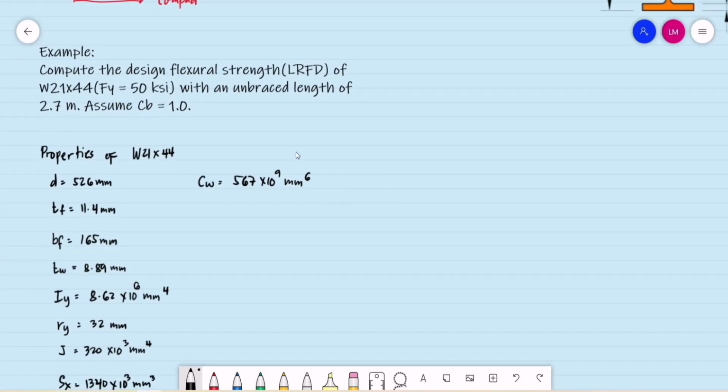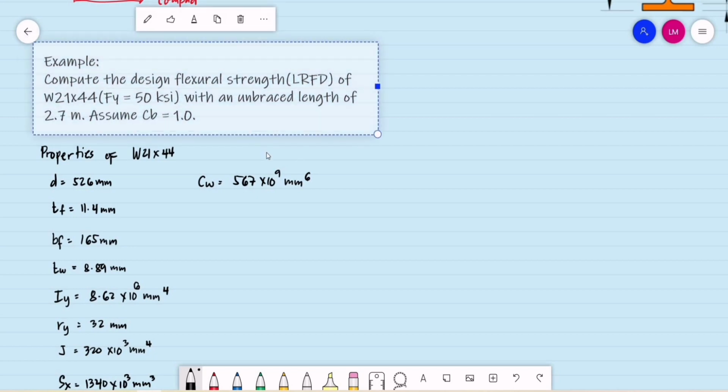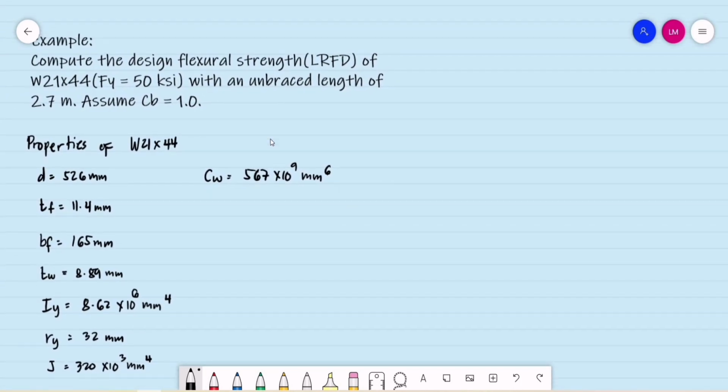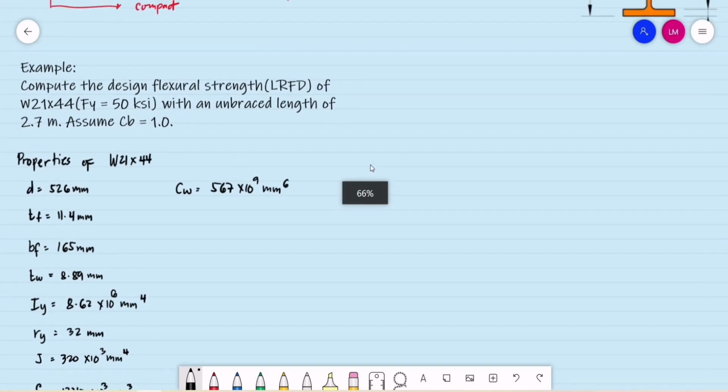Good day. So let's have another example for the design and analysis of flexural members for a steel design. For this example, I compute the design flexural strength under LRFD of W21 by 44 with Fy equal to 50 KSI with an unbraced length of 2.7 meters. Assume C sub B is equal to 1.0.